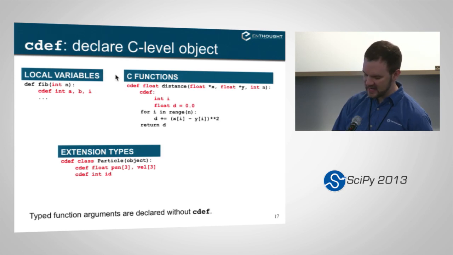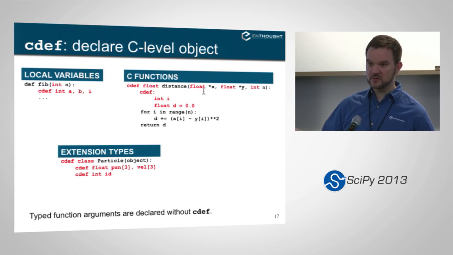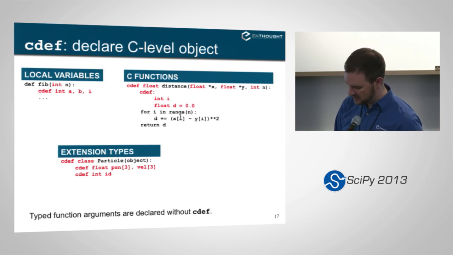So here we're saying cdef distance, and we give it a return type float here. And all this is doing is taking two C arrays, pointers to C arrays with a length n, and inside of the body here, it's just getting the distance between these two C vectors, okay?